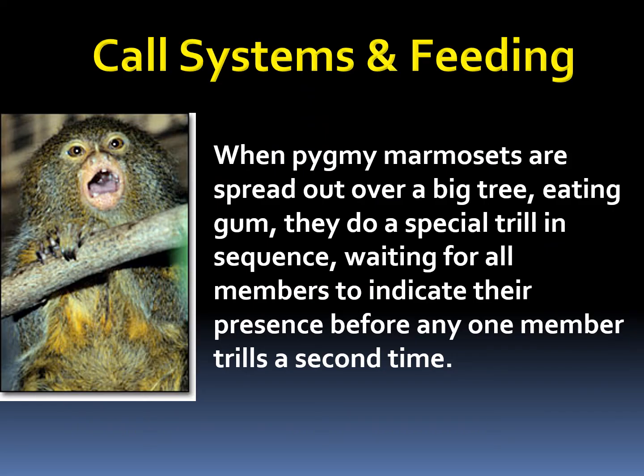So call systems are also used in feeding, right? When pygmy marmosets are spread out over a big tree eating gum, they will do a special trill in sequence, waiting for all members to indicate their presence before any one member trills a second time. So call systems can also be used for security. This is what these little pygmy marmosets are doing. They make a little chirp in sequence, and they know that if one member of the group doesn't chirp, something might be wrong.